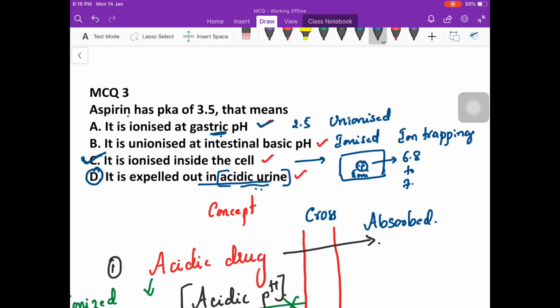Maybe it looks like a simple MCQ, but the MCQ contains so many concepts you need to understand. The examiner keeps on twisting the concept again and again. That's it.